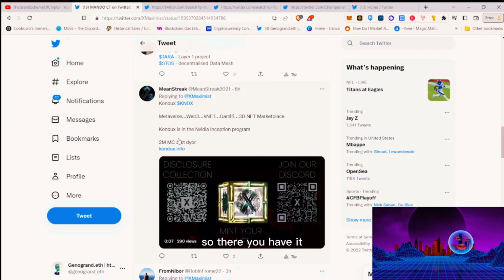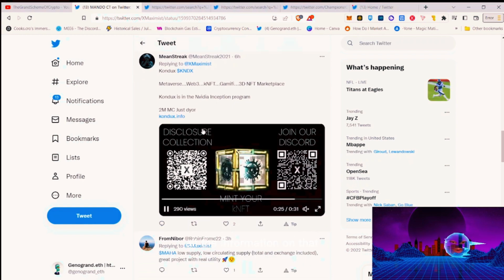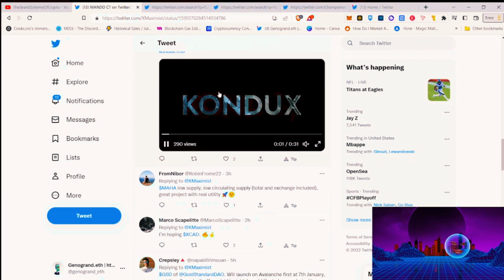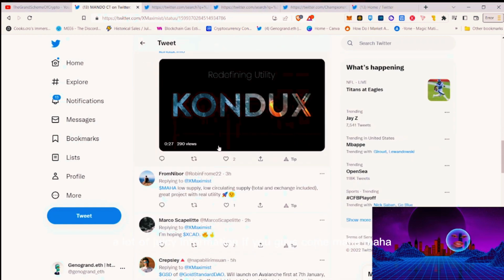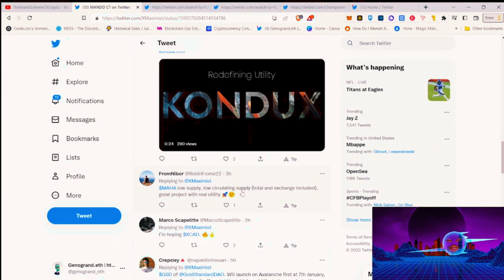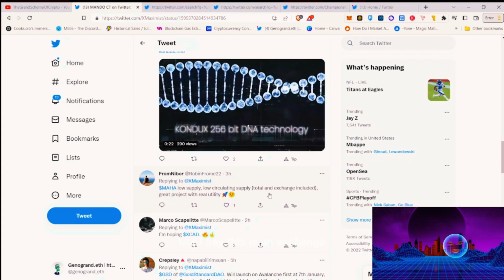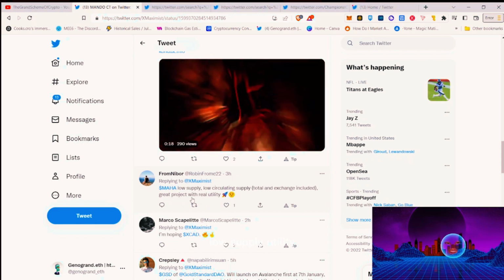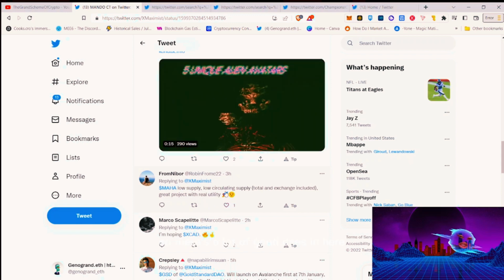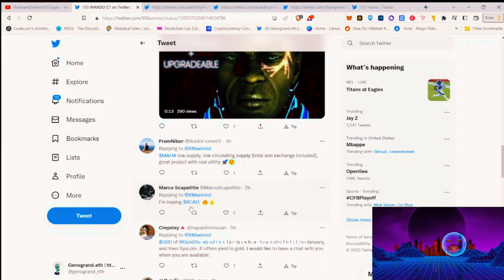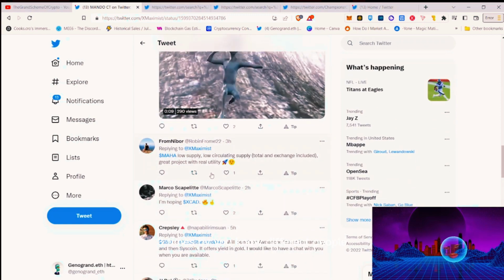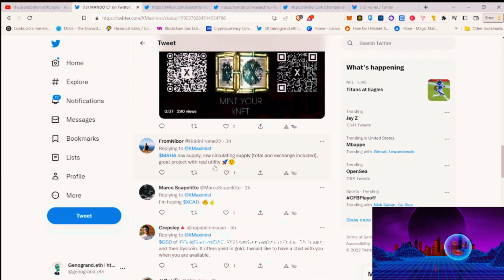So there you have it. He's actually giving you guys all of the information on that. So Conducts is in the NVIDIA Inception program, I guess, into NFTs. So a lot of juicy information. Maha, like I said, this is an exchange. There's low circulating supply, low supply, utility. There's a lot of good ones in here. XCAD is in here again. When you see something twice, three times by different people, you definitely want to be like, okay, let me check out what that is.